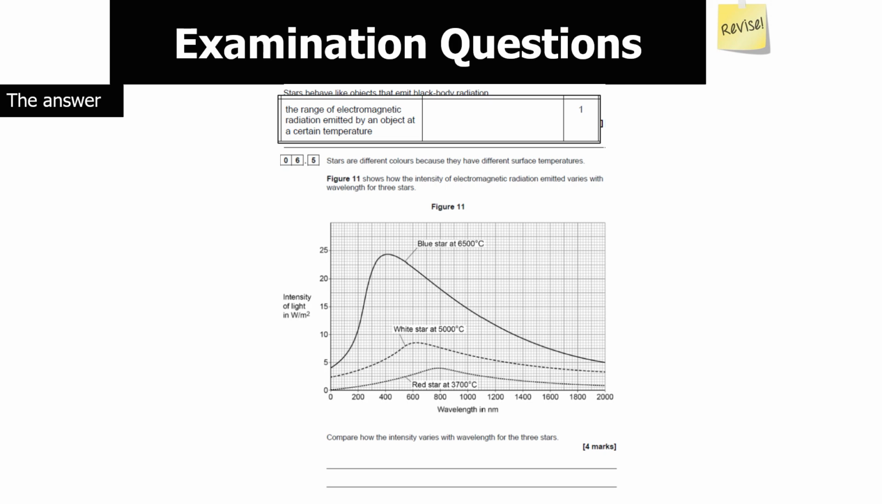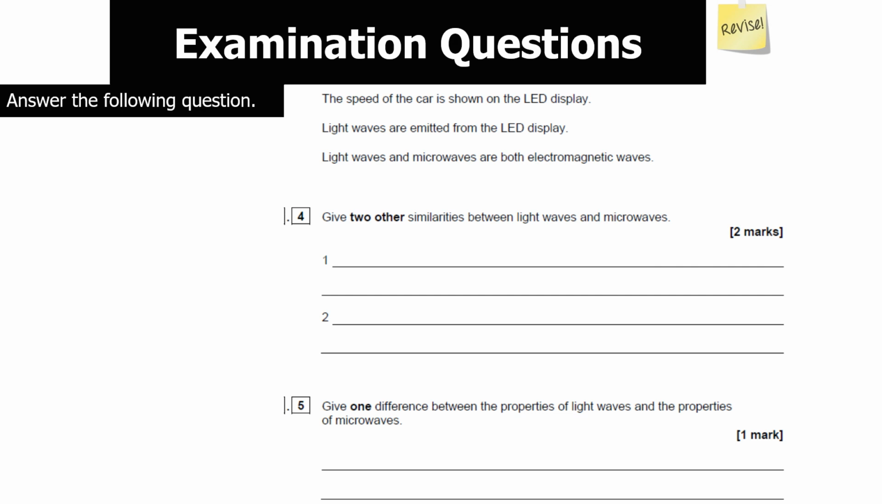The next question says, the speed of the car is shown on an LED display. Light waves are emitted from the LED display. Light waves and microwaves are both electromagnetic waves. Give 2 of the similarities between light waves and microwaves, and give 1 difference between the properties of light waves and the properties of microwaves. So pause the video now, then unpause the video when you want to go through your answer.